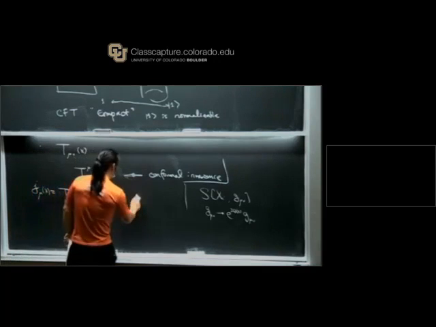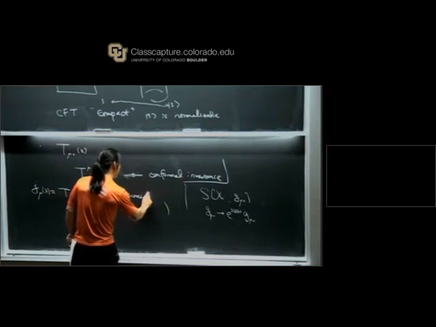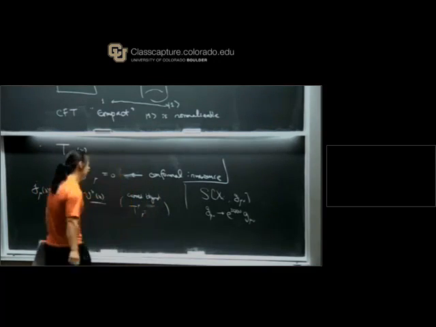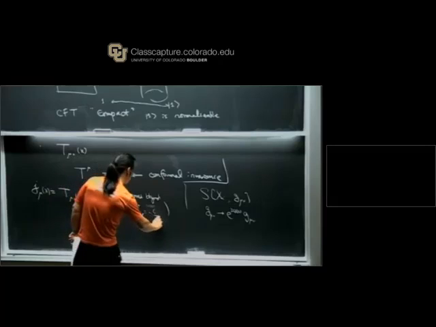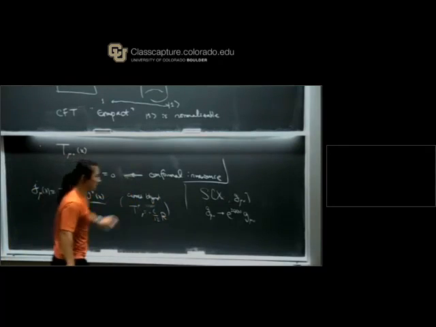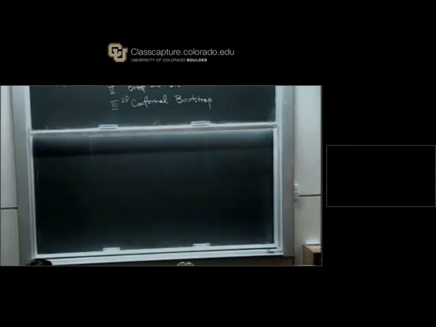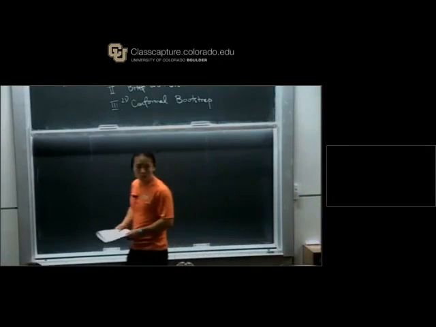In curved background, there's a conformal anomaly, which was mentioned this morning, which in 2D CFT takes the form of minus central charge over 12 times the background curvature scalar. I won't need this for most of the discussion for now. I assume this is something you either know or can read about tonight in Polchinski, chapter 3, I guess. Any questions so far?